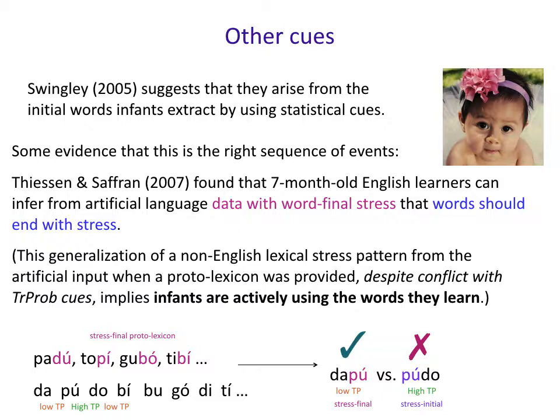So again, as soon as they have something more reliable than statistical cues, something that seems to predict very well what's going on in the language around them, like the stress cue of stress initial, or in this case, in this artificial language, stress final cues, they are more than happy to use that instead of relying on statistical cues like transitional probability.